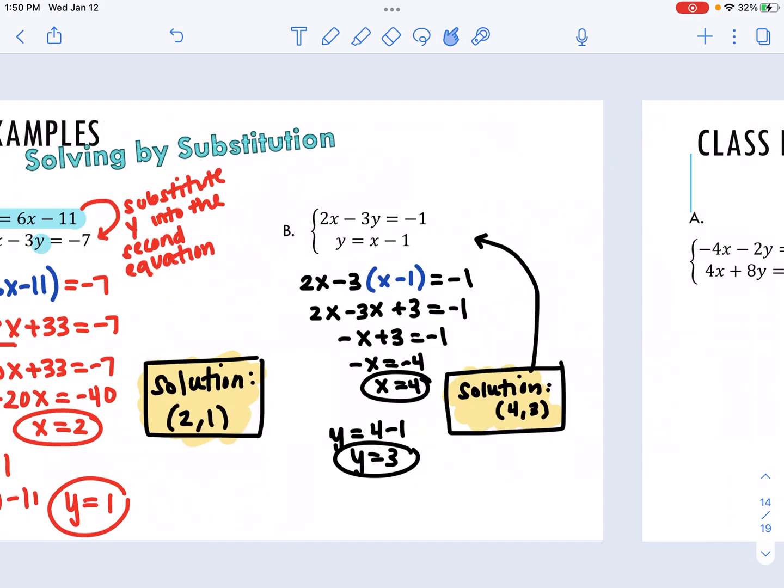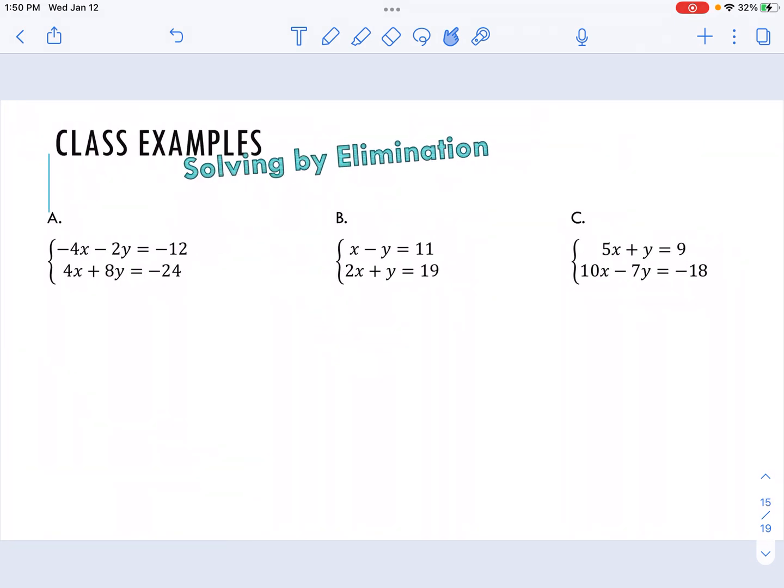All right, how do you feel about substitution? All right, awesome. Let's move on to elimination. Now, elimination's a little bit trickier. So let's take a look at these 3 examples here, okay? Now, you're going to notice that in elimination, I'm giving you 2 linear functions that are already in standard form. So our job here is to really determine which is the better value to eliminate. Our goal is to eliminate one of the values.